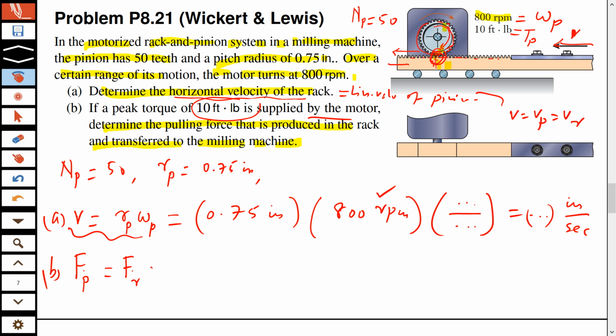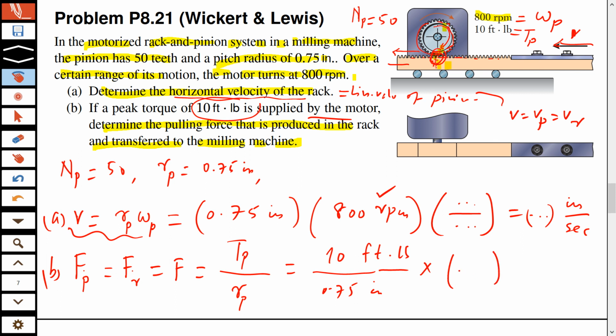So we can call it F if you want. So that F must be torque divided by the radius, Tp divided by Rp. We know T is F times R, so that is easy. So it's 10 foot-pound divided by 0.75 inches. Of course, you need to have these factors so that feet and inch are dealt with, and you will have your answer in pounds.